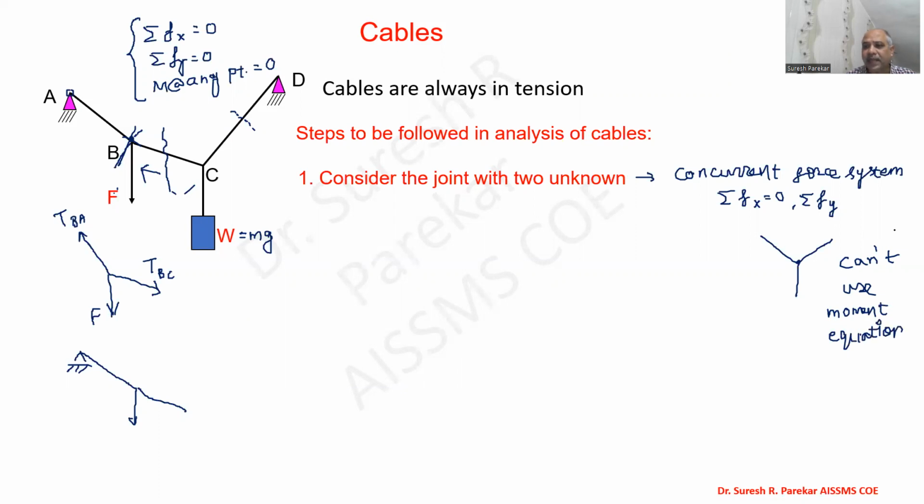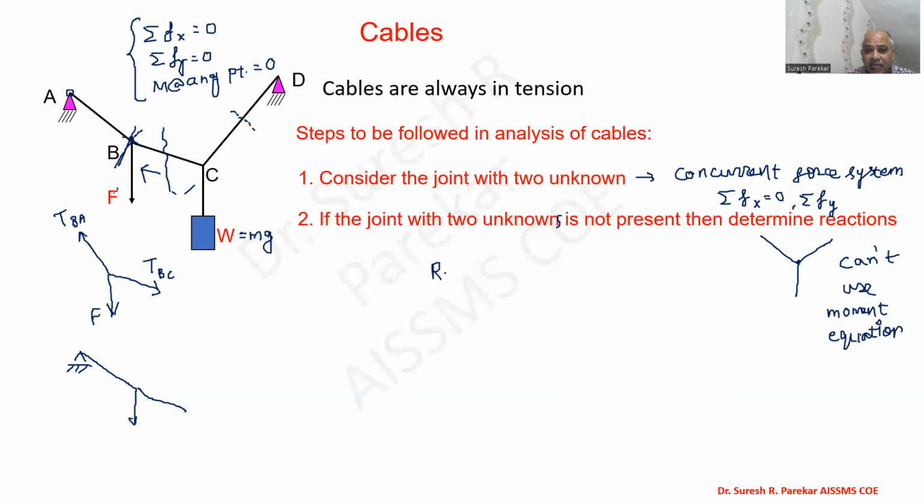So this will be first, and second, if a joint with two unknowns is not present, then determine the reactions. So do not go every time with the reactions first and then other values. Prefer the first one. But if reactions are asked in the examination, then we have to go directly with the reactions only.